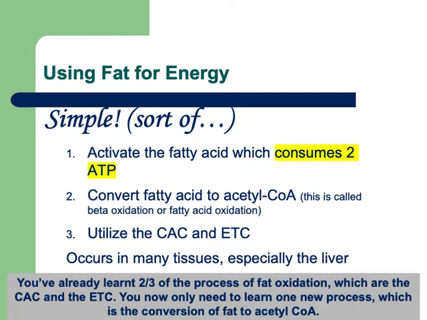with the 2-carbon acetyl-CoA. After fatty acid oxidation or beta oxidation, when we convert the fatty acid to acetyl-CoA, that 2-carbon molecule, we can then utilize the citric acid cycle and the electron transport chain. Because remember, acetyl-CoA is the substrate for the citric acid cycle. Fat oxidation, or this whole process of fat metabolism, occurs in many tissues, especially the liver. And you've already learned 2/3 of the process of fat metabolism, which is the citric acid cycle and the electron transport chain. You now only need to learn one new process, which is the conversion of fat to acetyl-CoA.